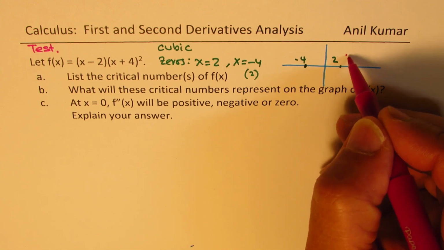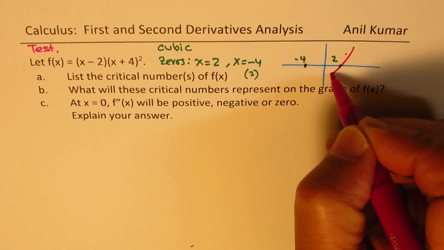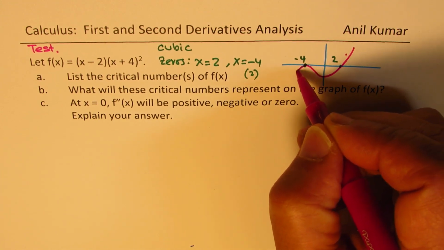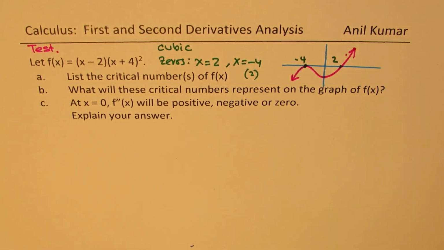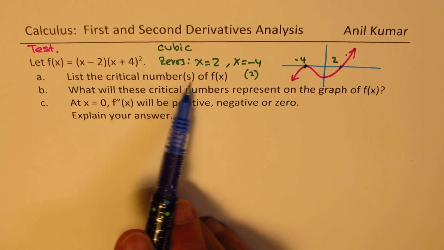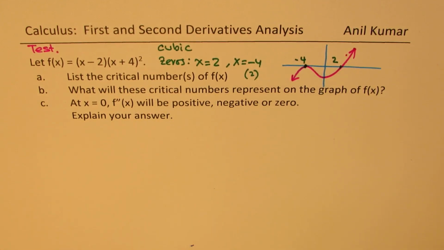So the graph will be approximately like this. That is going to be the shape of our graph. It will only help you to answer the question, but the question really is, list the critical numbers of the function. So what are the critical numbers?